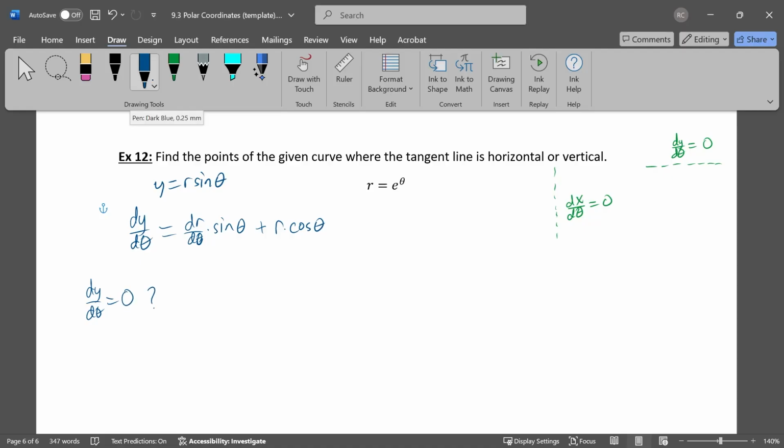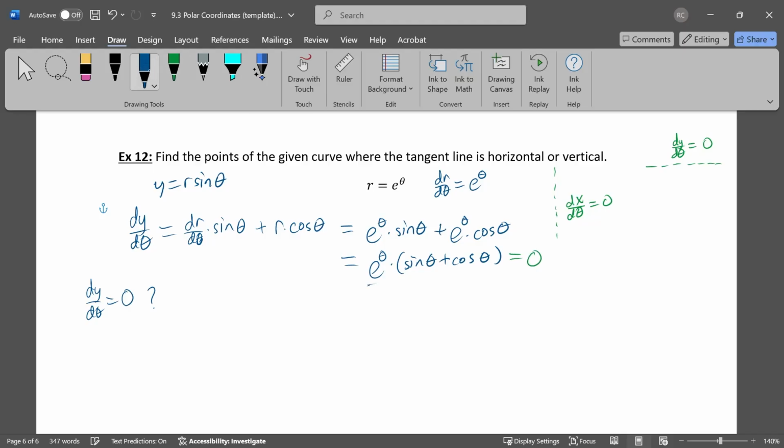Well, first I have to substitute my values in here. If r is e to the theta, that's pretty easy. dr/d theta is also e to the theta. So this is e to the theta times sine of theta plus e to the theta times cosine of theta. I can factor out e to the theta times the quantity sine of theta plus cosine of theta. Now, if I want this to be 0, I set it equal to 0. But e to the theta can't be 0, so I only have to worry about sine and cosine. If I subtract cosine, that gives me sine of theta is negative cosine of theta. Then if I divide by cosine, I get tangent of theta is negative 1.